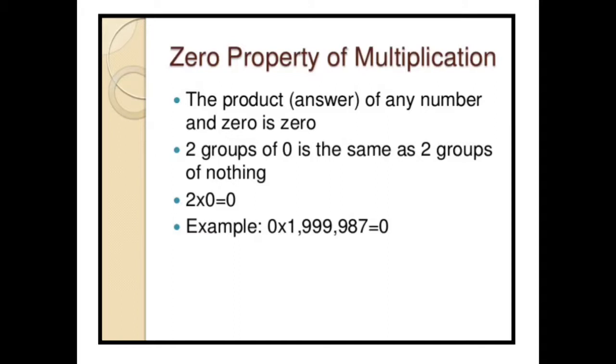We can say any number, whether it's 1 digit, 2 digit, 3 digit, whatever number, if we multiply by zero, our answer is always zero. So you can see here 2 into 0 becomes 0. Example, 0 into ones, tens, 100, 1000, 10,000, lakh, 10 lakh. It's a very big number, but when we multiply by zero, the answer is always zero.